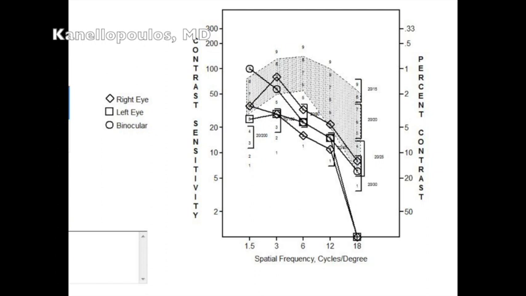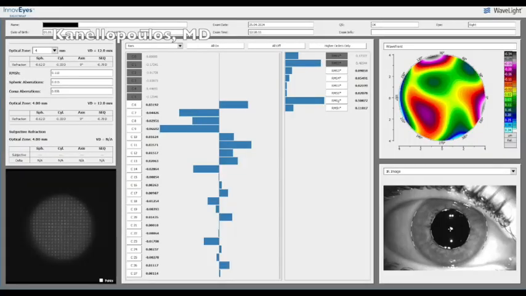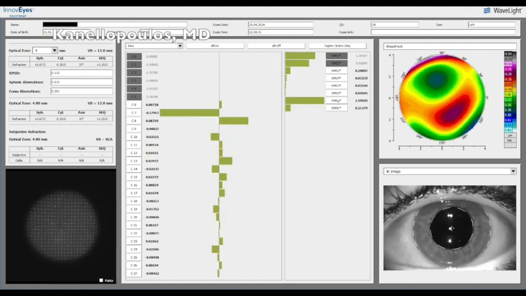The right eye that was operated is the rhomboid, and still is subpar in most spatial frequencies, especially in mesopic and scotopic conditions. These are the wavefront maps of that right eye. The best I can say is terrible. This is the left eye with the cataract, and the wavefront is probably better here.